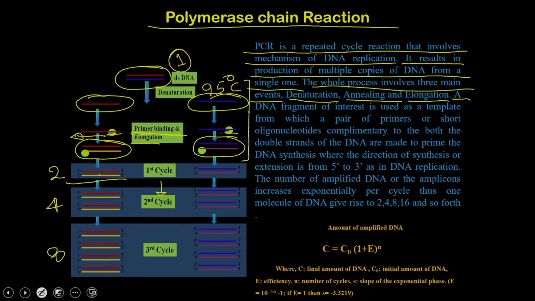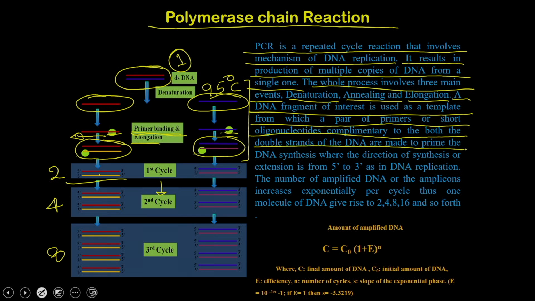A DNA fragment of interest is used as a template, from which a pair of primers, or short oligonucleotides complementary to both strands of the DNA, are made to prime the DNA synthesis, where the direction of synthesis, or extension, is 5 prime to 3 prime, as it was in the case of DNA replication.